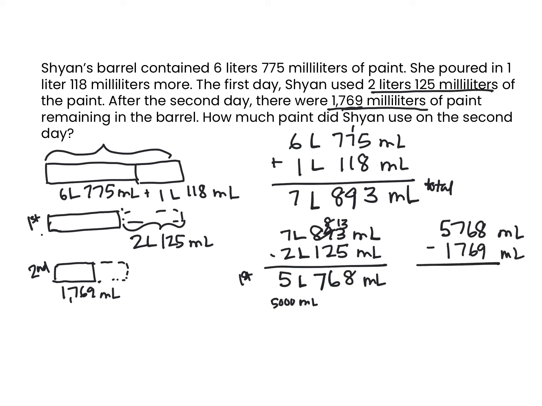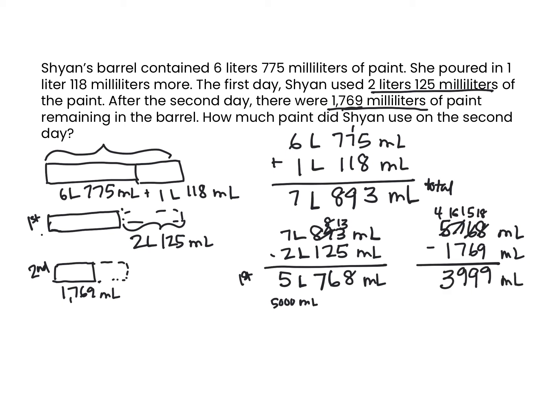We're going to have to regroup on everything here. But let's just start with our ones. I'm going to regroup. I'm going to start there with 18 minus 9 is 9. I'm going to have to regroup again. So we can say 15 minus 6 is also 9. I'm going to have to regroup again. And 16 minus 7 is 9. And 4 minus 1 is 3.